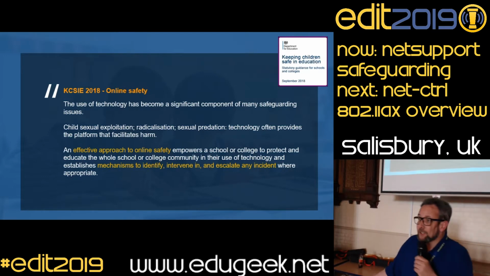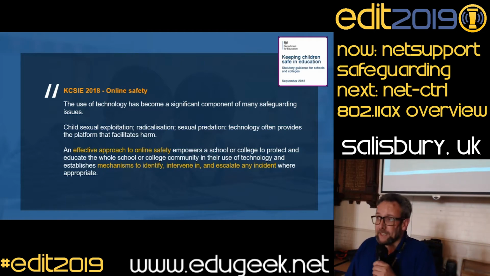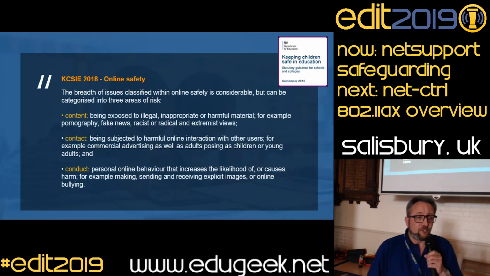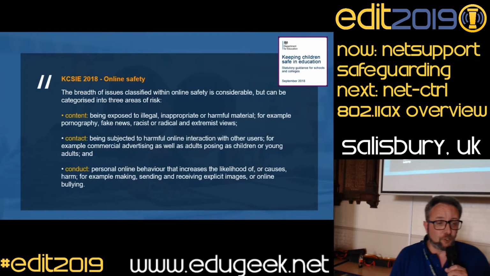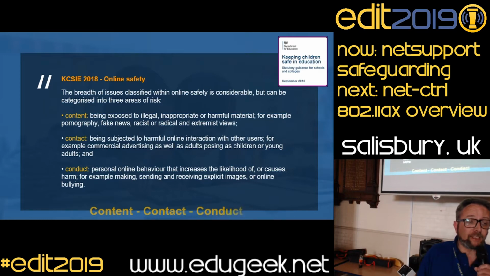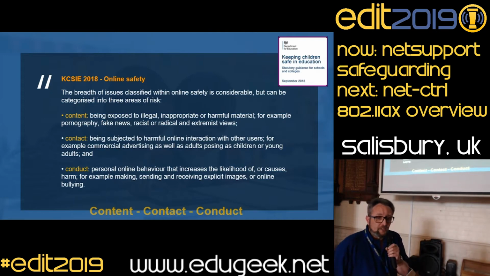And do we have mechanisms, ways, tools, things that we can do to identify, intervene in and escalate an incident? And really, that foundation builds along those three key strands when it comes to online safety. Being aware and monitoring the content that kids could be exposed to, being illegal or inappropriate, contact, and also that final part, conduct. So those three C's: contact, content, and conduct.